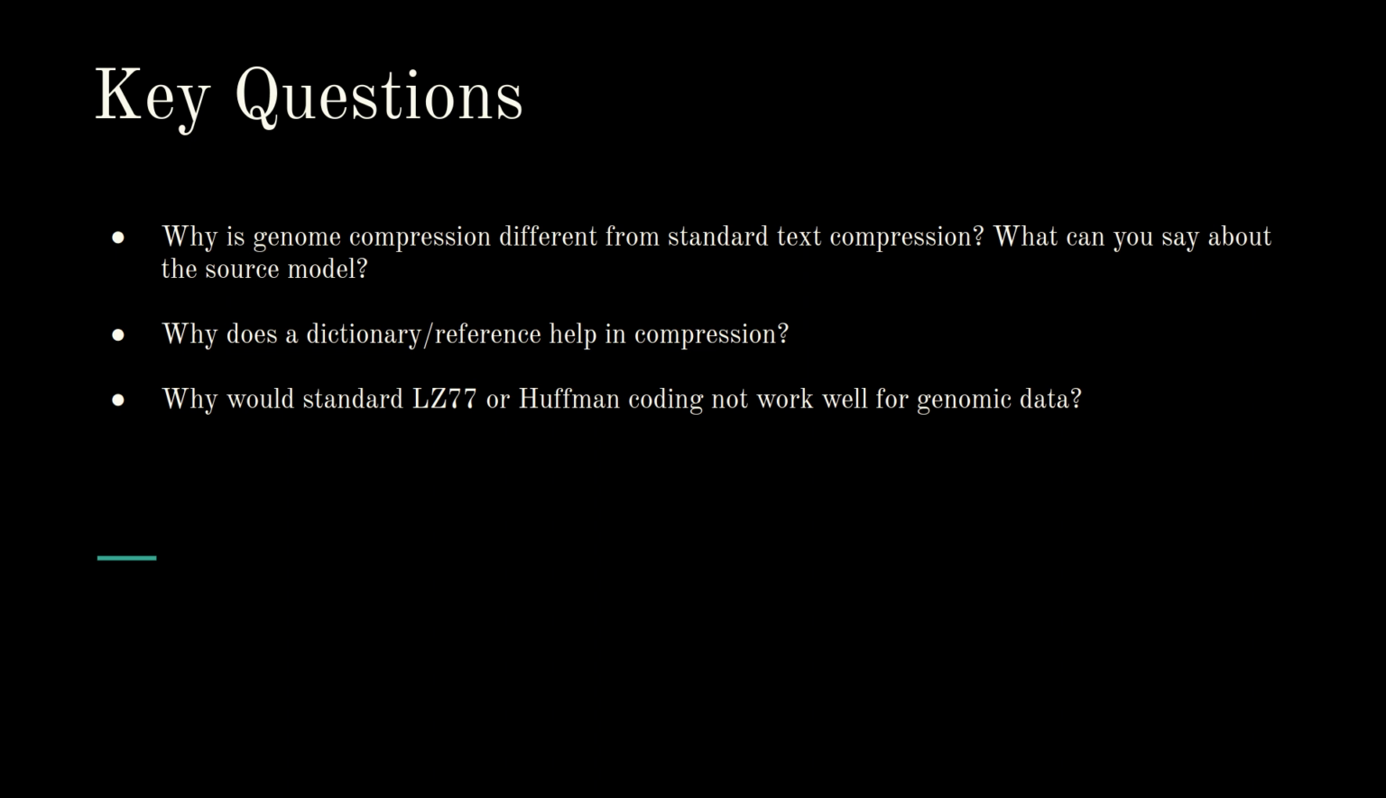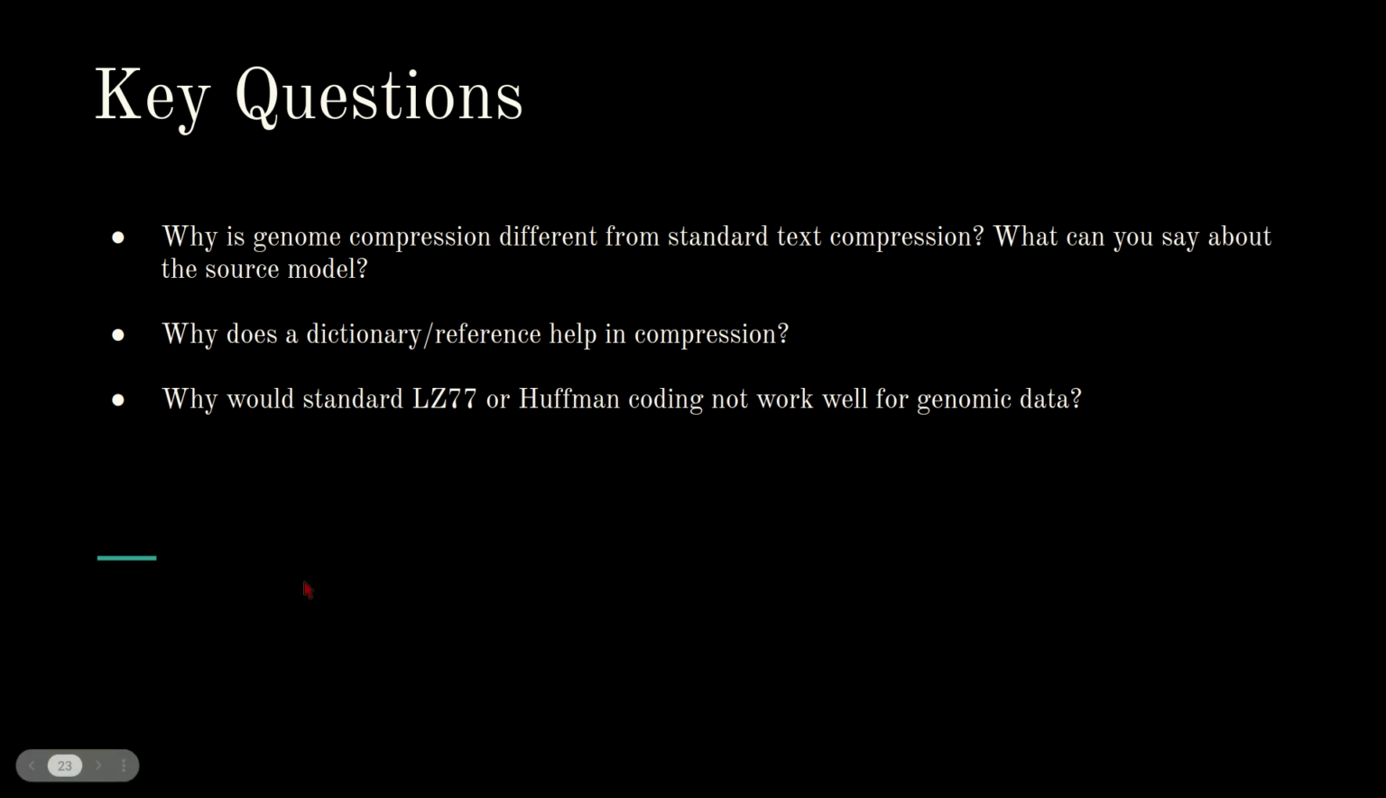Why does a dictionary or a reference help in compression? For a dictionary or a reference to help in compression, it needs to have a set of pre-checked strings, and since the base pairs we have are limited, the dictionary and reference keep track of previous substrings, which might sometimes be very large in size, thus drastically reducing the output sequence size.